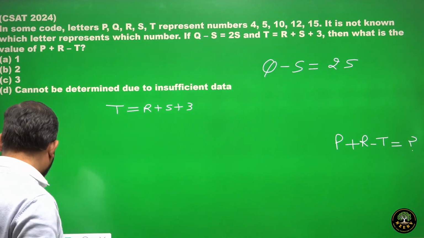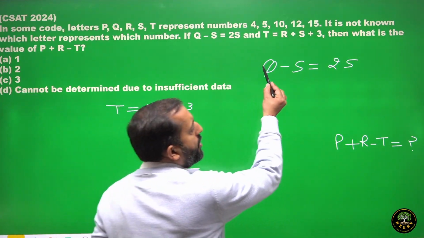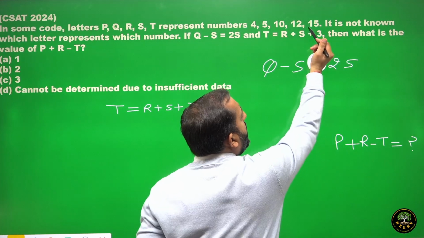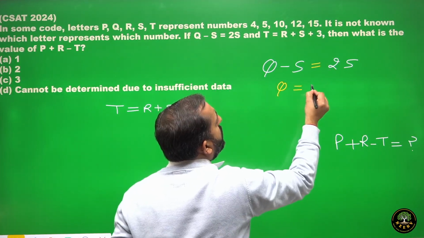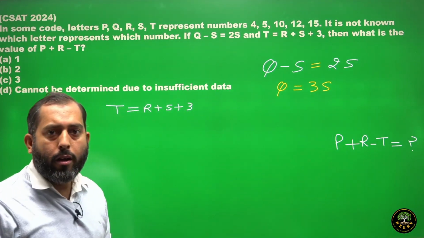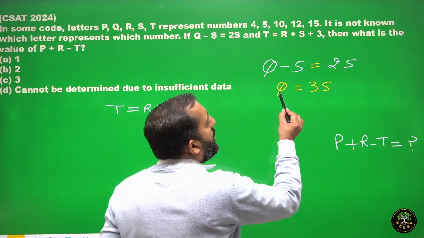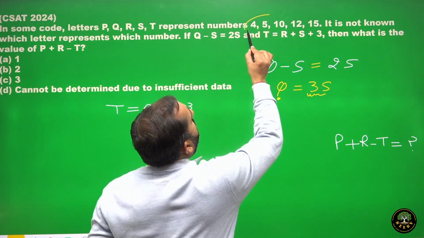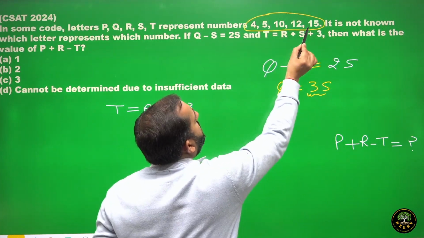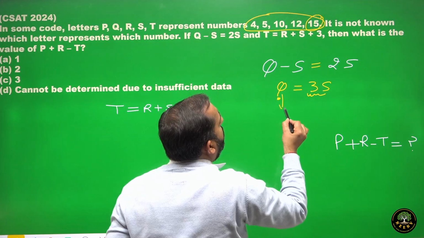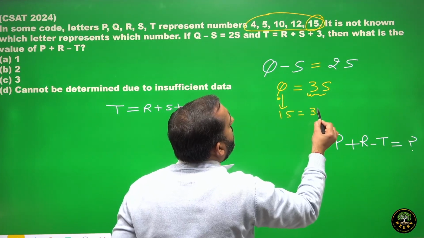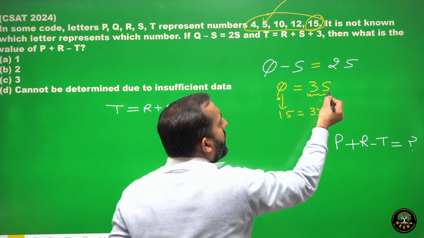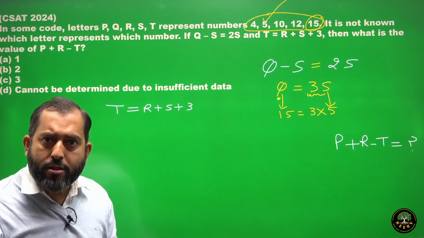Alright. Now, see, if we solve this equation, if I take this S over to the other side of equality, then it becomes Q is equal to 3S. Now, the value of Q is 3 times S. So, in these given values, I can see 15 is 3 times 5. So, Q can be 15, S can be 5. This is one of the possibilities.